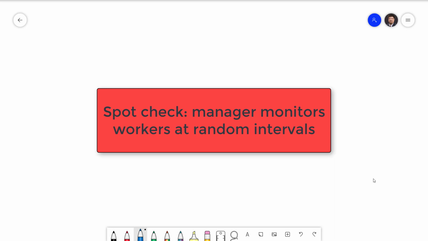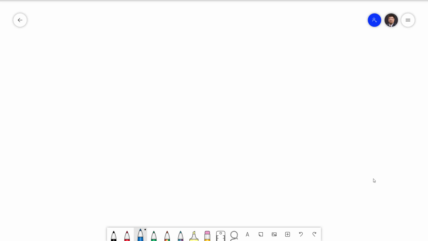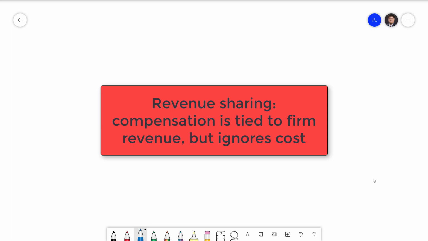This, of course, has to come with some kind of penalty if people are caught shirking, which is why monitoring can be bad for morale, and if there are a large number of workers, it can become impractical. As such, some kind of incentive contract can be an attractive alternative to this. Revenue sharing is a form of incentive contract where the worker's pay is directly tied to the revenues of the firm.